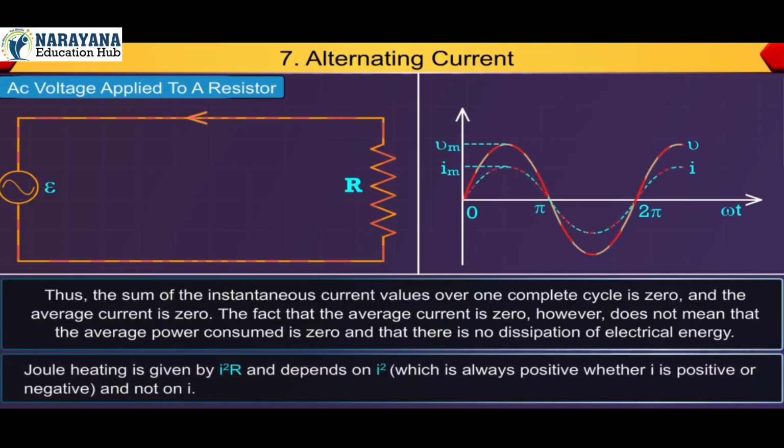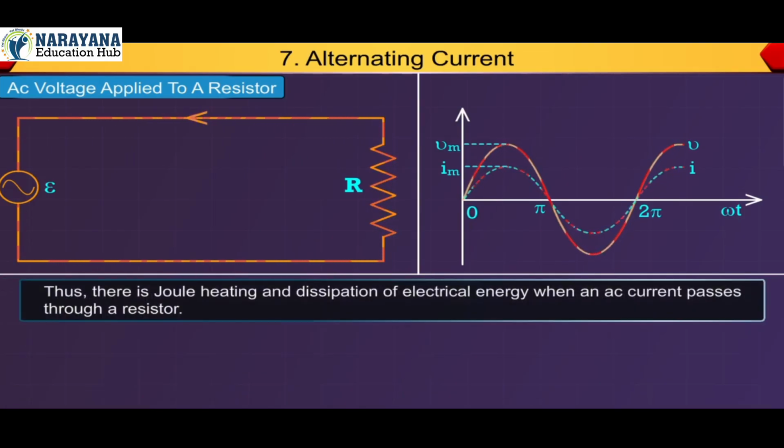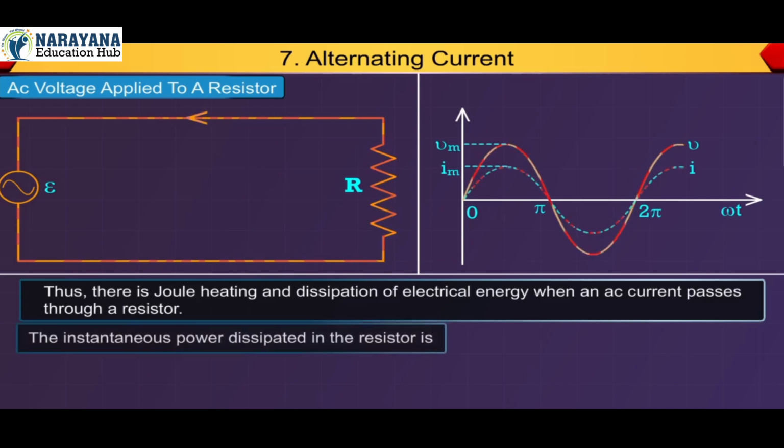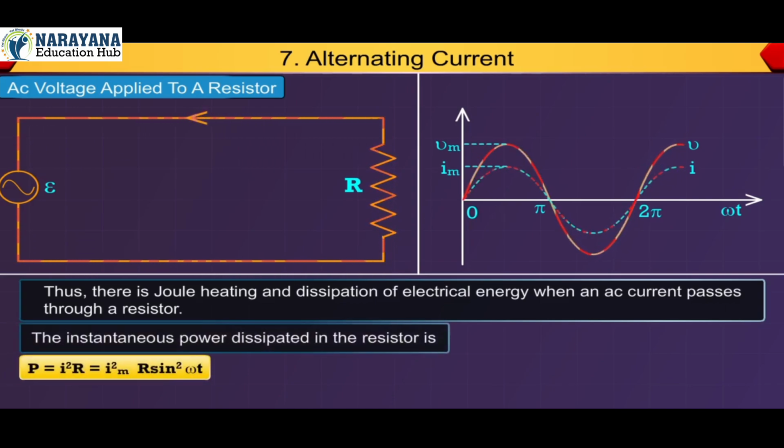As you know, Joule heating is given by I²R and depends on I², which is always positive whether I is positive or negative, and not on I. Thus, there is Joule heating and dissipation of electrical energy when an AC current passes through a resistor. The instantaneous power dissipated in the resistor is P = I²R = Im²R sin²ωt, equation 4.